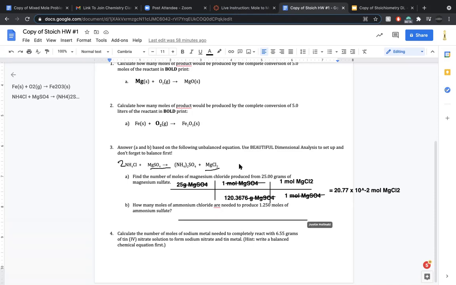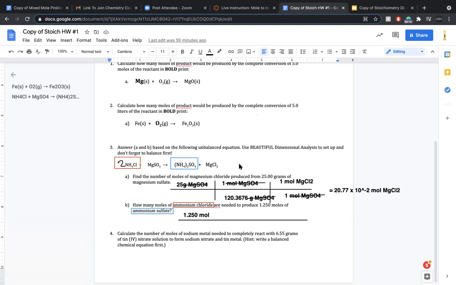So how many moles of ammonium chloride are needed to produce 1.25 moles of ammonium sulfate? Start with that. Ammonium sulfate is the NH4 twice SO4. So this one is ammonium sulfate, and then ammonium chloride is going to be this right here. It's going to be pretty similar, except we have different molar ratios this time. It's not going to be 1-to-1 like last time. It's going to be 1-to-2, but the process is going to be the same.